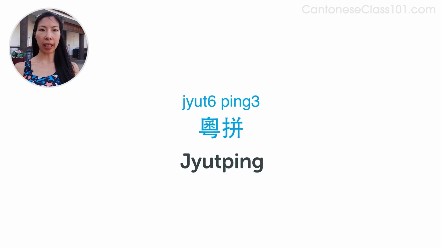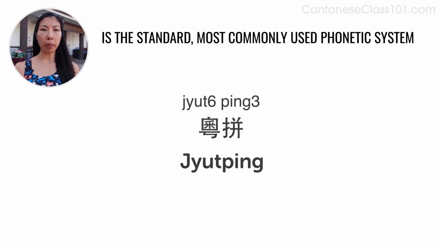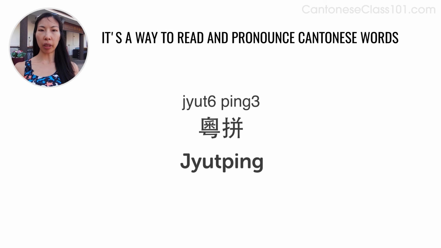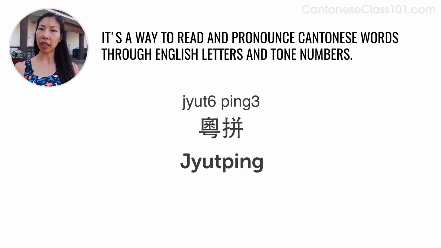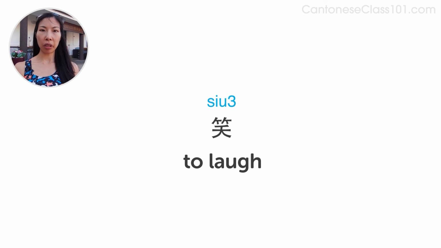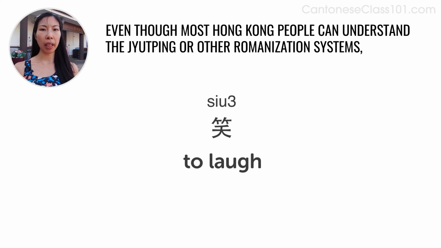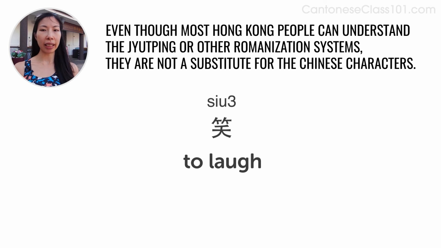The question for this lesson is, what is Jyutping? Jyutping is the standard, most commonly used phonetic system for spelling Cantonese using Roman letters. It's a way to read and pronounce Cantonese words through English letters and tone numbers. For example, SIU3, as in to laugh, is the Jyutping for this character. Even though most Hong Kong people can understand Jyutping or other romanization systems, they are not a substitute for the Chinese characters. Let's get into more details.